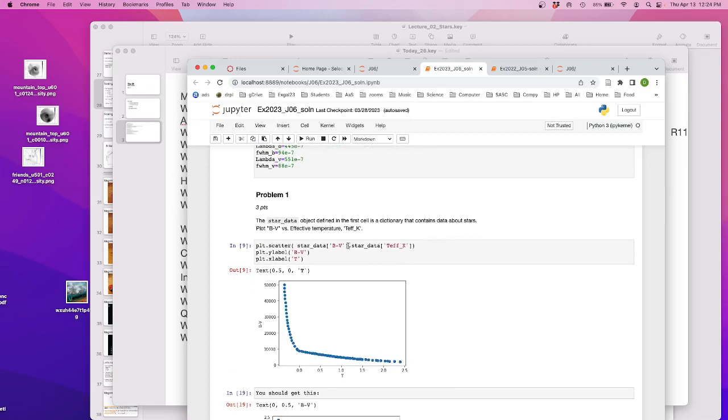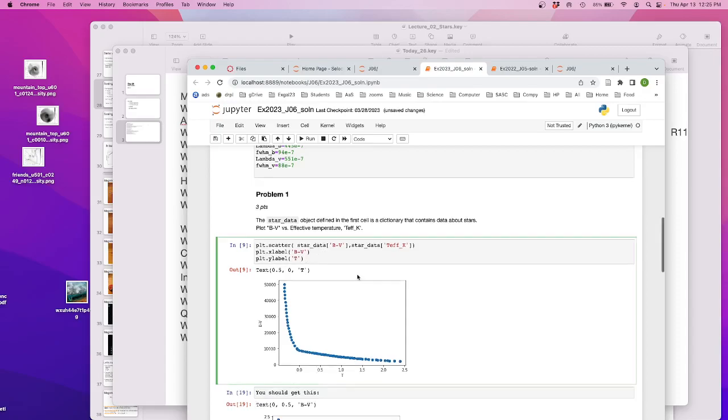So the first thing I asked you to do was plot B minus V versus the temperature, which is straightforward. You just do a scatter plot of the star data B minus V versus star data T effective. What's wrong with this plot? You got them flipped. My axis label's flipped. It looks similar. Yeah, that's because I was being a space cadet. Right. The first thing is X, so that's got to go with the X. So you should get that.